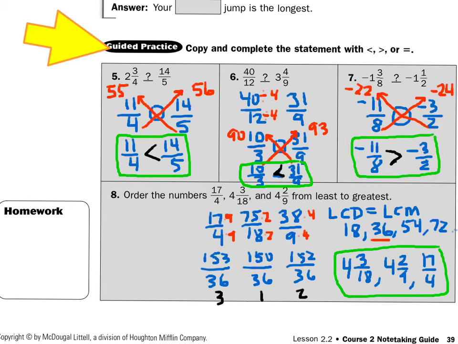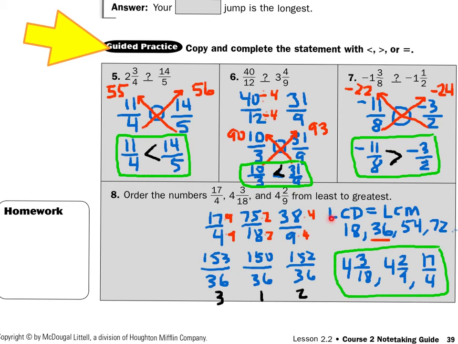Okay, and now it says order these numbers, 17 over 4, 4 and 3/18, and 4 and 2/9 from least to greatest. Now this time I write 17 over 4 the way they gave it to me. I'm going to make 4 and 3/18 into an improper fraction. So start at 18. 18 times 4 gives me 72. 72 plus 3 gives me 75. So I have 75 over 18. And then I'm going to write 4 and 2/9 as an improper fraction. Start at the 9. 9 times 4 is 36. 36 plus 2 gives me 38 over 9.